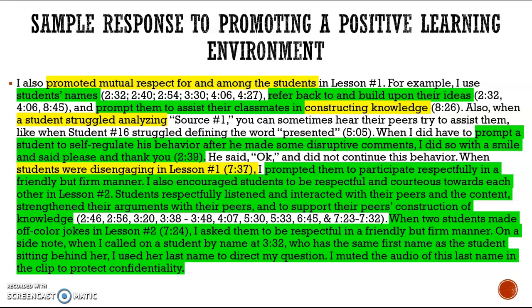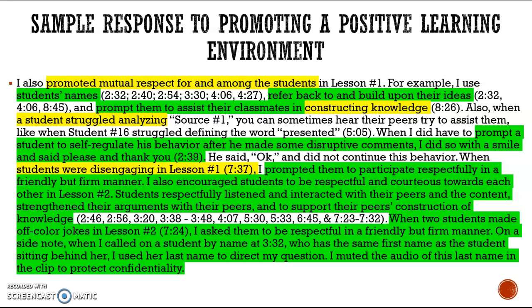Also, don't ignore any disruptive languages or classroom management issues. If there is a student who perhaps is off task or not engaged, speak to that as well with timestamps. Notice about halfway down it says, when I did have to prompt a student to self-regulate his behavior after he made some disruptive comments, I did so with a smile and said please and thank you. Again, down in the green, I prompted them to participate respectfully in a friendly but firm manner. I also encouraged students to be respectful and courteous towards each other.